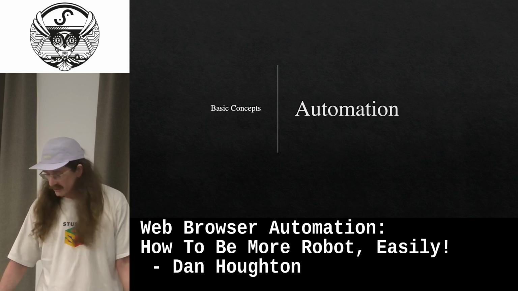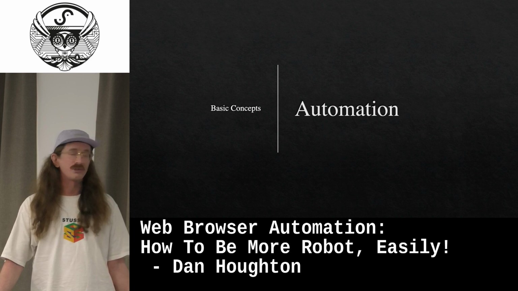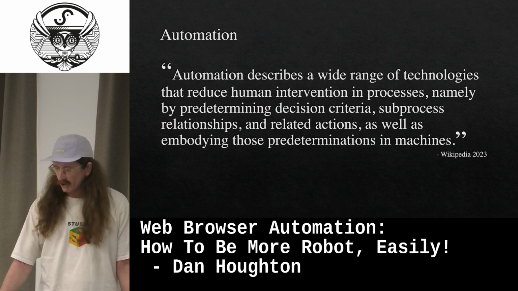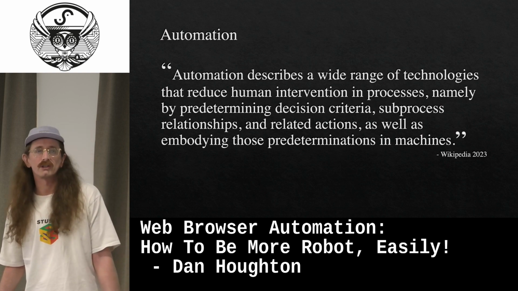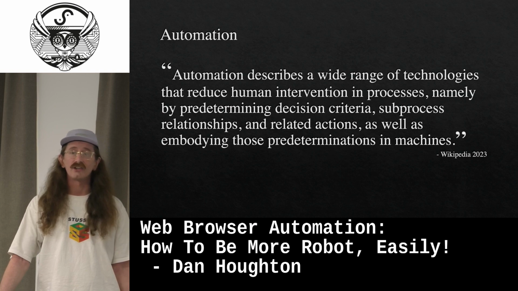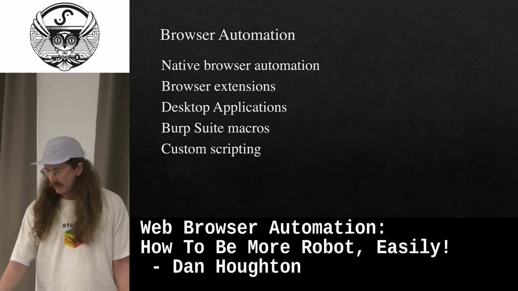Automation is a basic concept, the other half of the title of this talk. I'm sure you're all familiar with the concept of automation, but pulling a quote from the hive mind of all human knowledge on the internet, automation is basically the concept of getting somebody or something else to do something that you don't want to do.